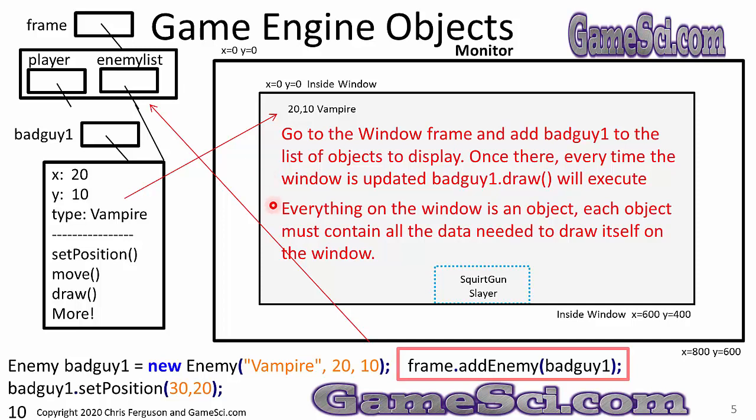Everything on the window is an object. Each object must contain all the data needed to draw itself on the window. Well, if bad guy is inserted into the frame, then when it's time to draw the frame, it'll come down here, execute the draw method, and say at x20, y10, draw a vampire. And I put text in here because I didn't have much room, but it's drawing this vampire on the screen.